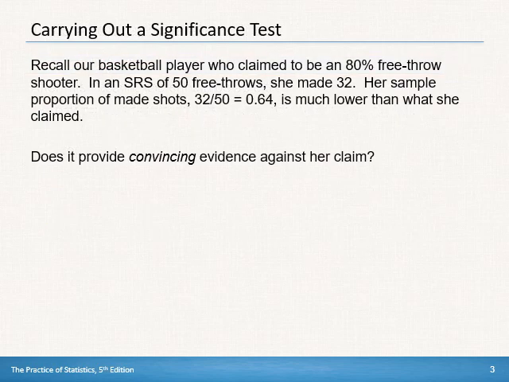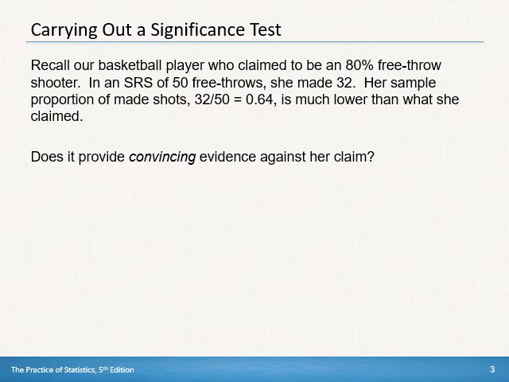All right, so we're going to revisit that example we were talking about where the free throw shooter claims to have an 80% free throw rate or proportion. So the person claims that they can make 80% of their free throws. So we send that person out onto a basketball court and have them throw 50 baskets. And let's assume that this person, she makes 32 of her 50 baskets.